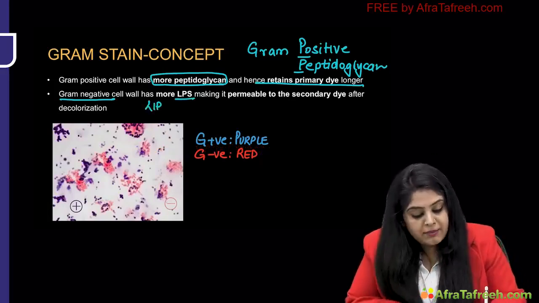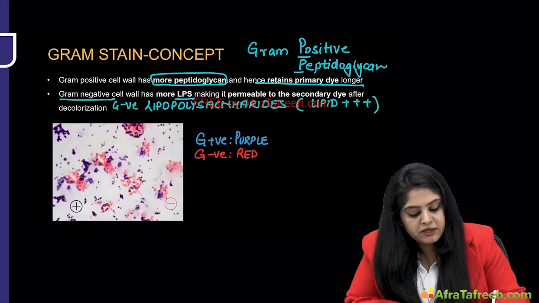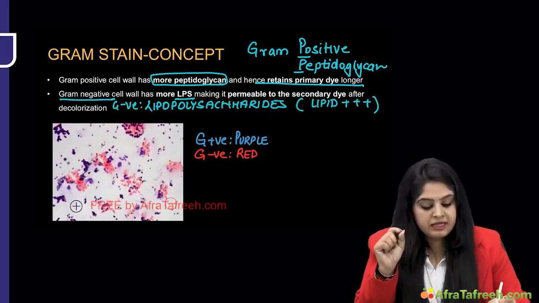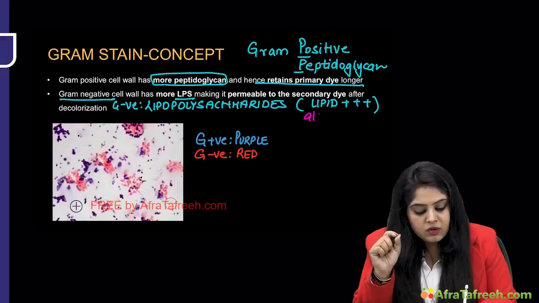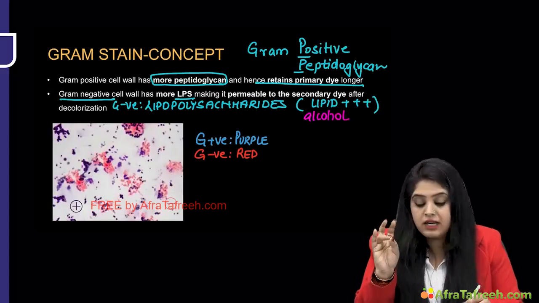What did I write? Gram negative has lipopolysaccharides. Can I indirectly say that the gram negative organisms have too much lipid content? Think logically. If I treat lipid with alcohol, like I did, in which step? Come in and stain. I treated it with alcohol.